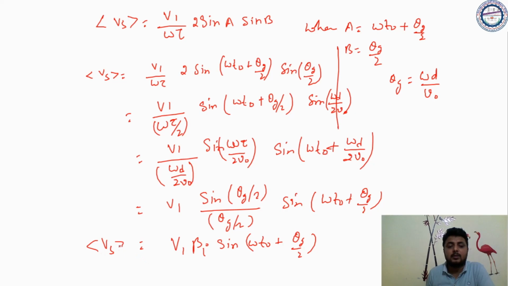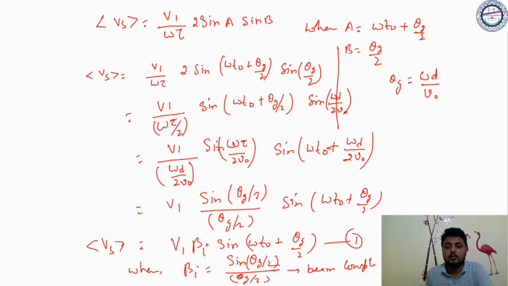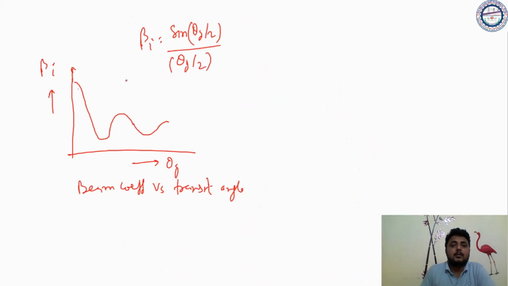This is our average RF signal. This is equation number 1 you just take. Where beta I is equal to sin(theta g by 2) divided by theta g by 2, and this is called the beam coupling coefficient. In this we can see beta I is equal to sin(theta g by 2) divided by theta g by 2, which is the beam coupling coefficient.